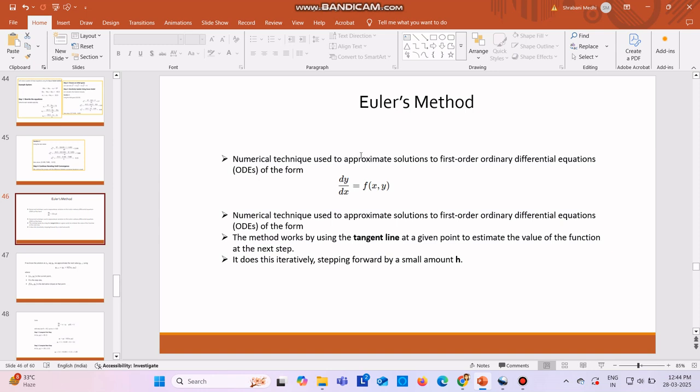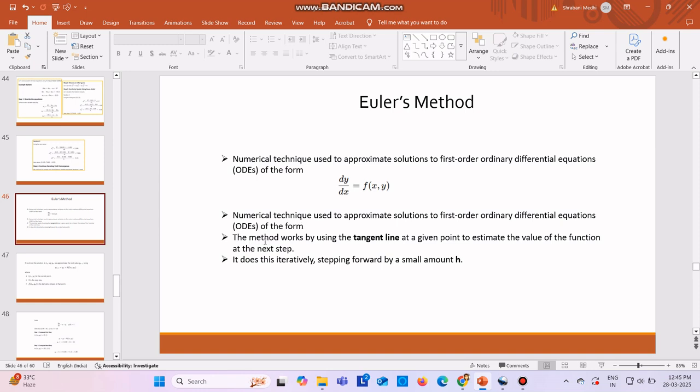It is a numerical technique which is used to find the solutions of first order ordinary differential equations. So an ordinary differential equation looks like this: dy by dx, first order. If we want to solve this type of problem, we will go for Euler's method. So it is this one I have already told.